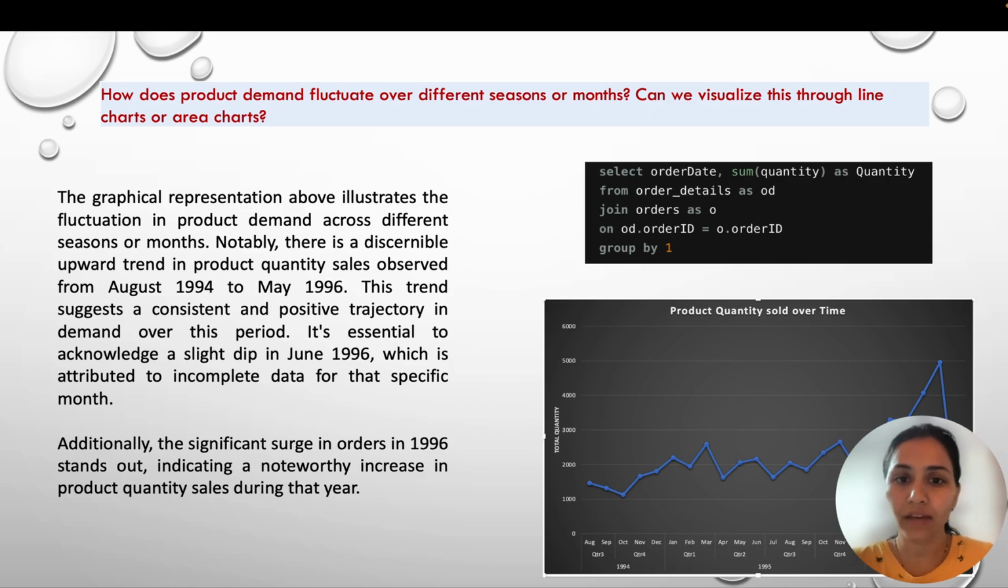From this graph, we can see that there is an increase in total quantity over time, and notably, from 1996 there is a drastic increase in total quantity. And also in the last one, in the month of May in 1996, there is a dip, just because of incomplete data. We can completely ignore it.